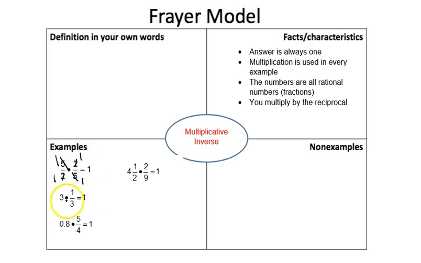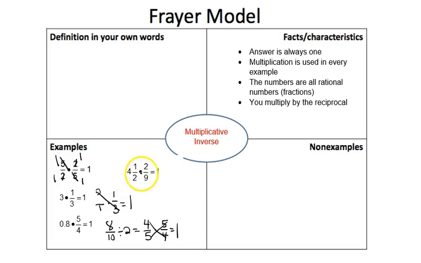Or this next example, 3. 3 I can write as a rational number, 3/1, times its reciprocal, 1/3. Cross simplify the 3's, and I get 1. The next one's a little bit trickier. 8/10. Well, 8/10 I can simplify by dividing by 2, which is 4/5, and the reciprocal of 4/5 is 5/4. Cross simplify, and I end up with 1.